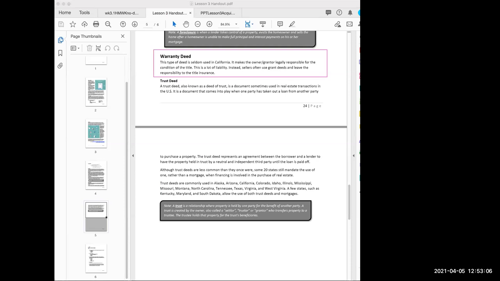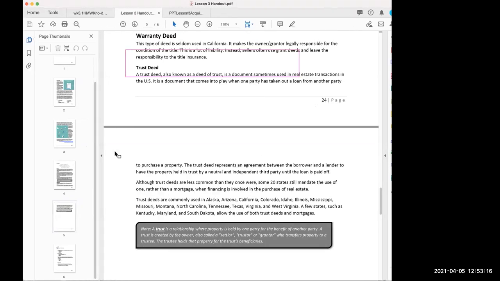Instead, the seller often uses grant deeds and leaves the responsibility to the title insurance. So the responsibility of making sure that the property is clean and clear of anything lies on the owner, which, if it's a new home that you had for a short time, is probably not a big deal. But if you buy a home for resale, it's a lot of responsibility on the owner, who doesn't have that as their specialty.